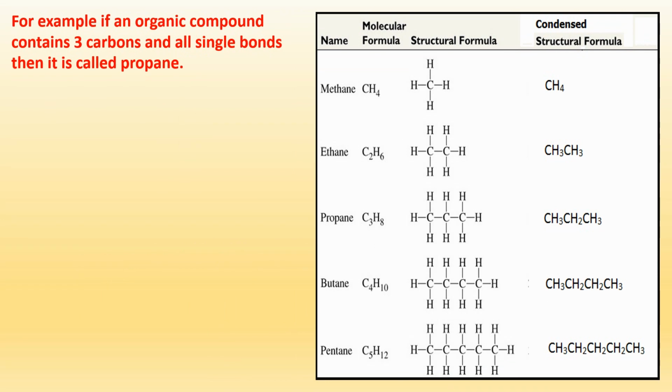For example, if an organic compound contains 3 carbon atoms and all single bonds, it is called propane. This is the chemical formula for propane. And this is the condensed formula for propane. Finally, we write the structural formula for propane.